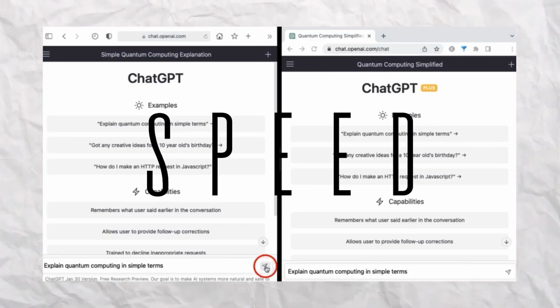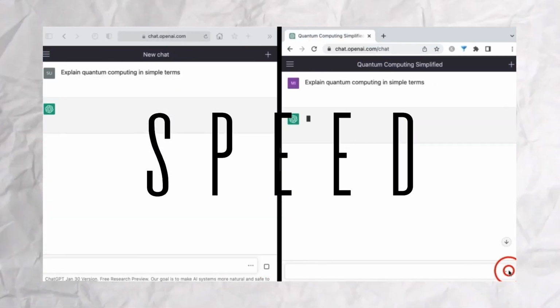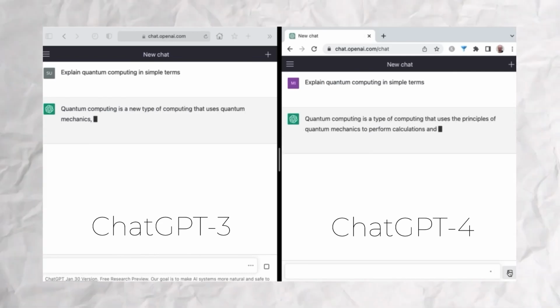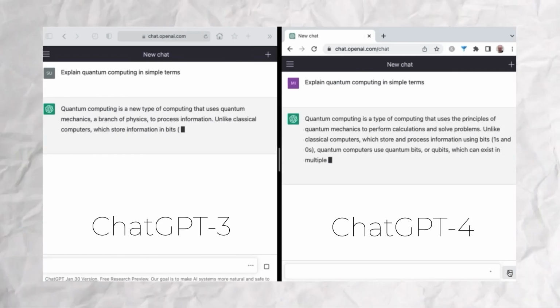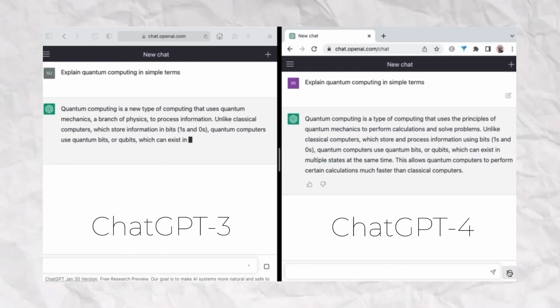Now let's talk about the speed of both models. ChatGPT-4 is much faster than ChatGPT-3, meaning the questions that took minutes to get answered will now take only seconds.